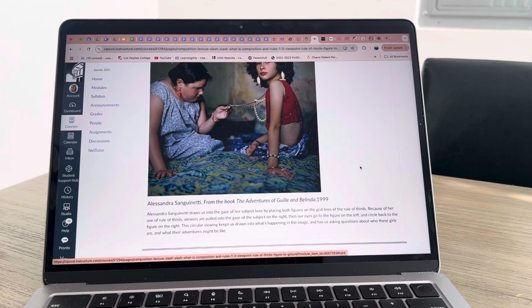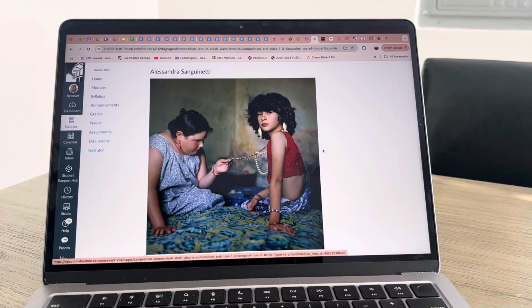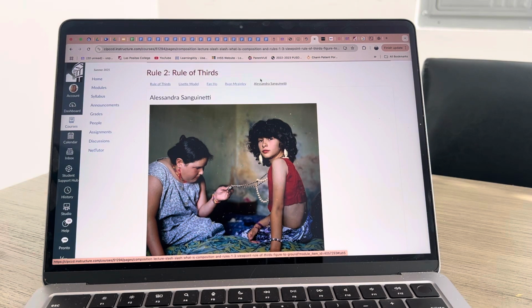This circular viewing keeps us drawn into what's happening in the image and has us asking questions like who these girls are and what their adventures might be like. So true. Okay, so that's rule of thirds, rule number 2.